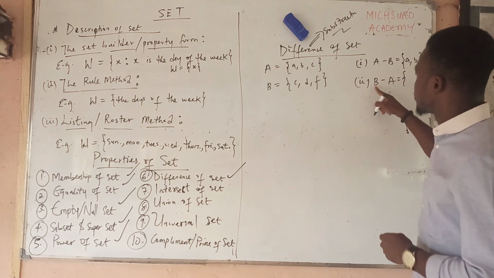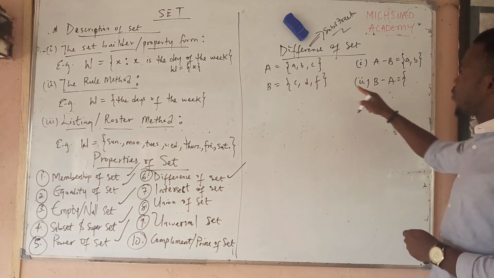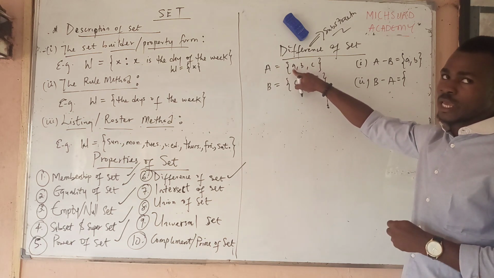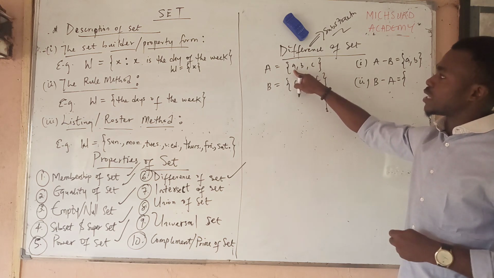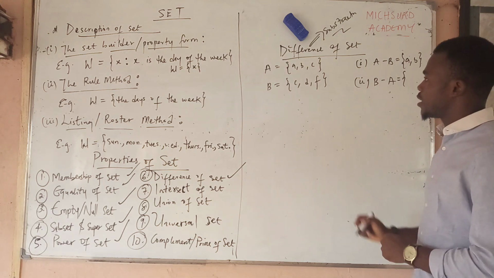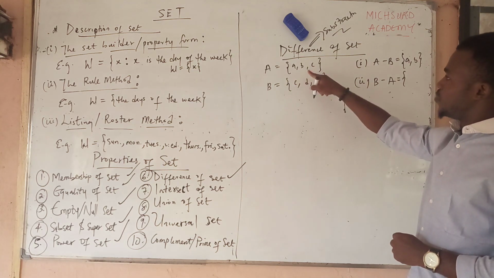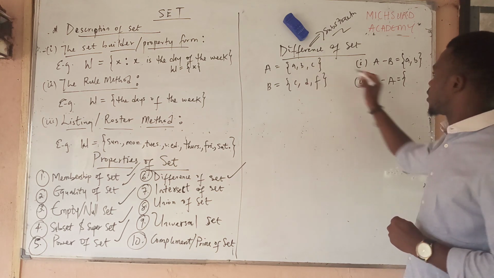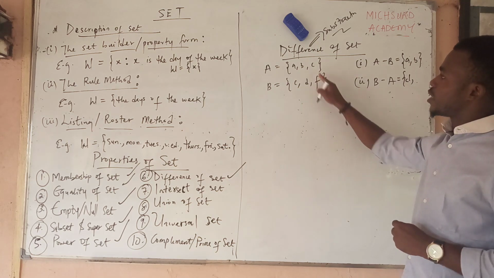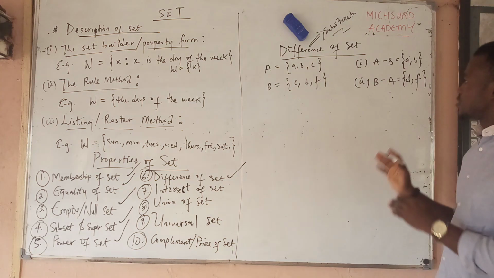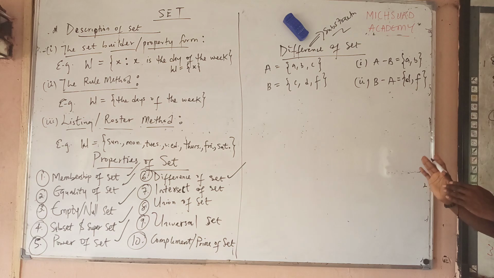Then for the difference of B and A, this time we look at the elements that are in B and they are not in A. Those elements that are in B that are not in A give us the difference of B and A. So I have C here in B, I also have it in A, so we don't pick it. I have D here, I don't have D here, so I pick D. I have F here, and I don't have F here, so I pick F. So that's all about the difference of a set.